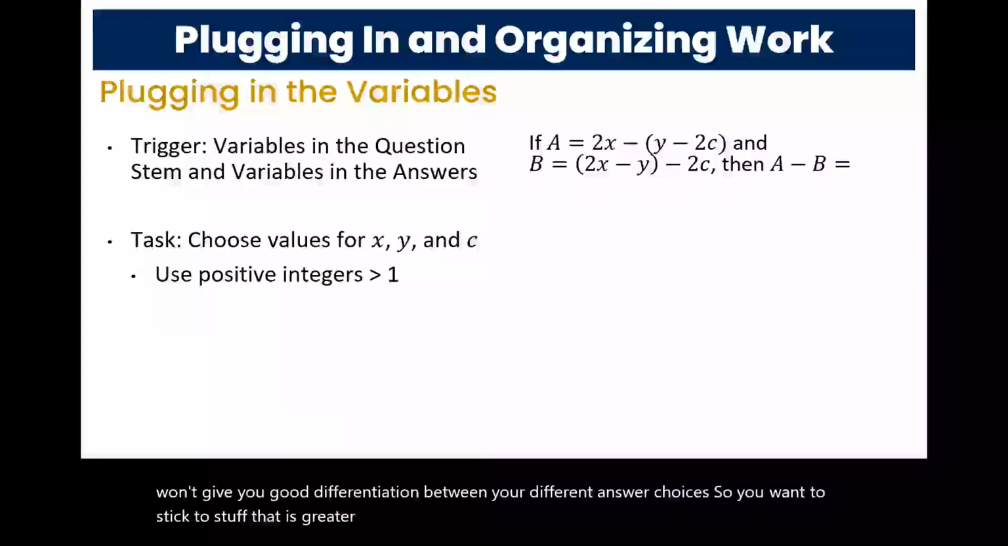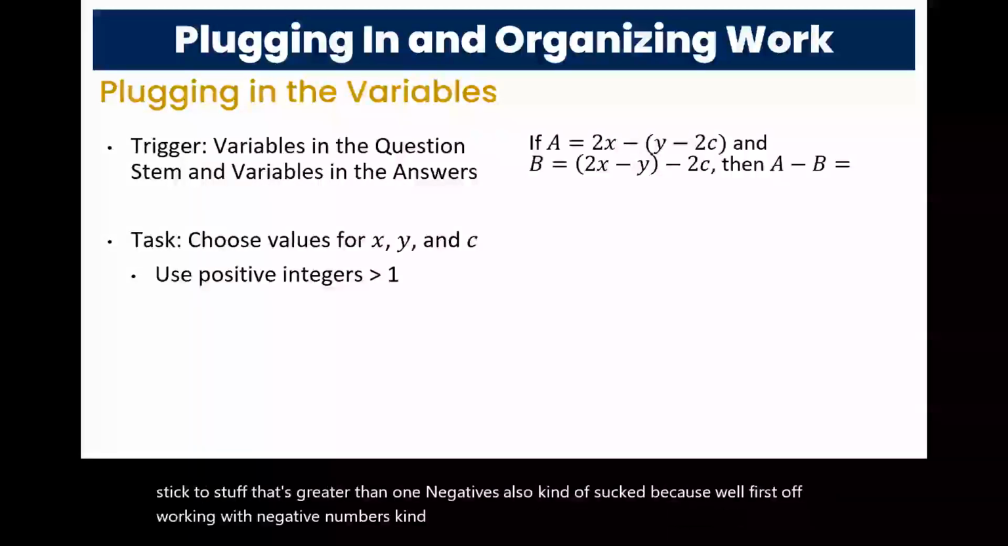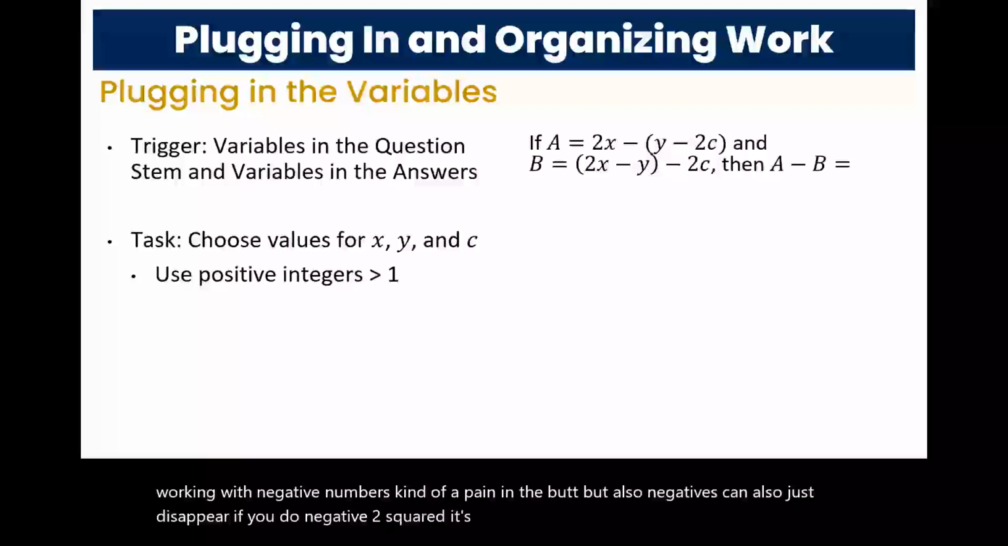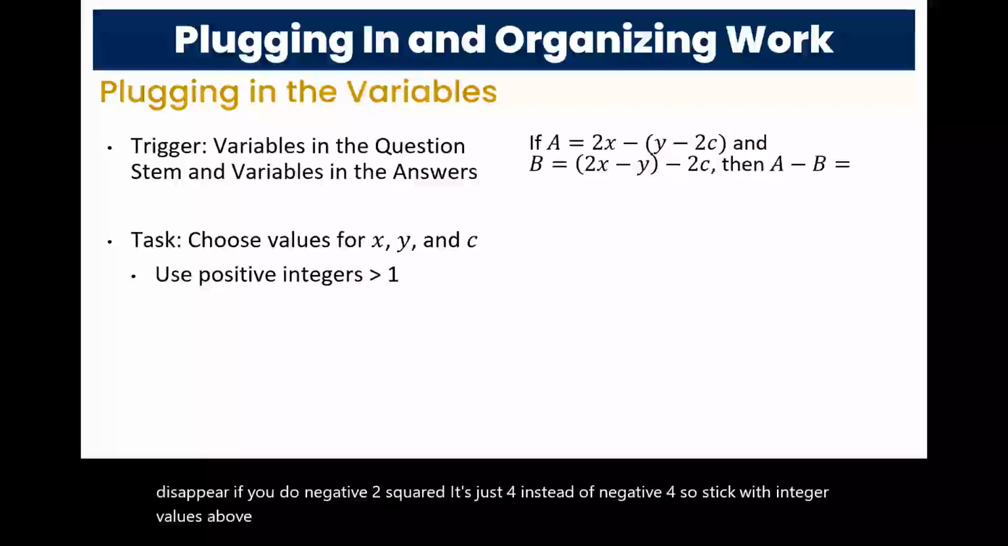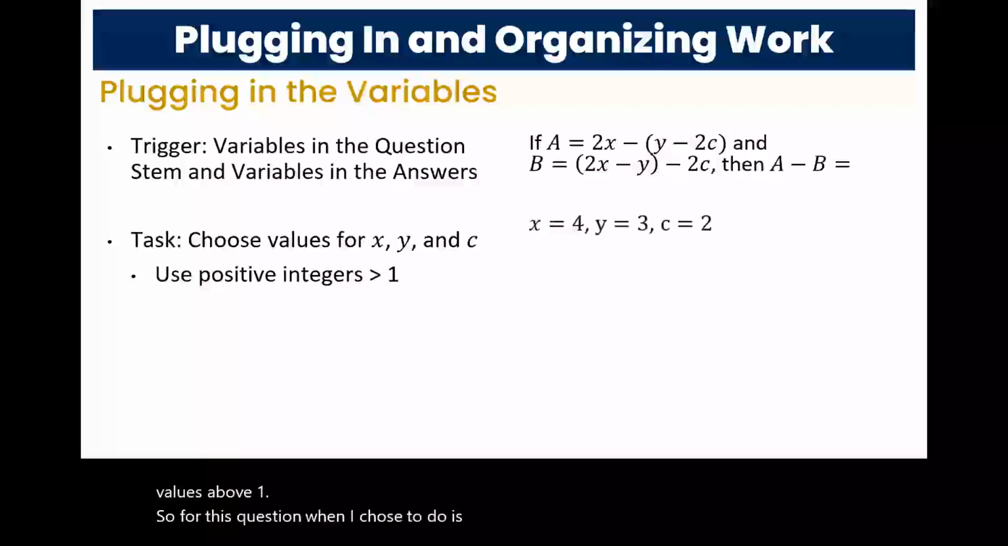Negatives also are not great because, first off, working with negative numbers is a pain. But also negatives can just disappear. If you do negative 2 squared, it's just 4 instead of negative 4. So stick with integer values above 1. So for this question, I just chose x to be 4, y to be 3, c to be 2. It doesn't really matter what I pick as long as I just pick them.